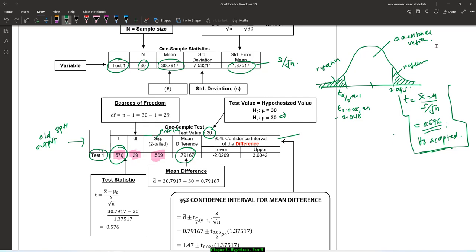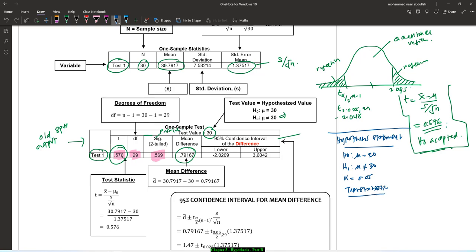By using the p-value, we don't need to state the test statistic. So let me make it in a proper way. Hypothesis statement: the null hypothesis is mu is equal to 30. The alternative hypothesis is mu is not equal to 30. Alpha is equal to 0.05. The test statistic.